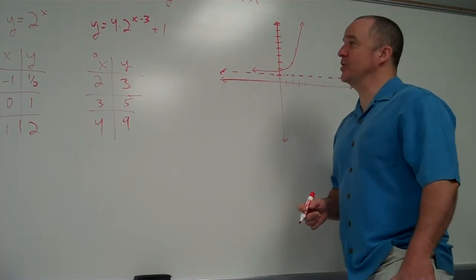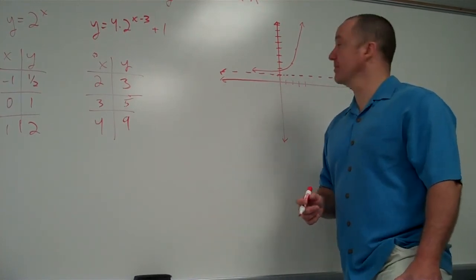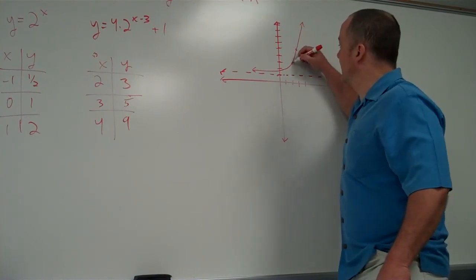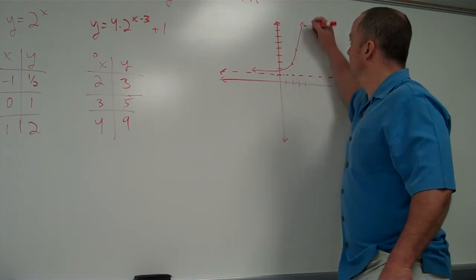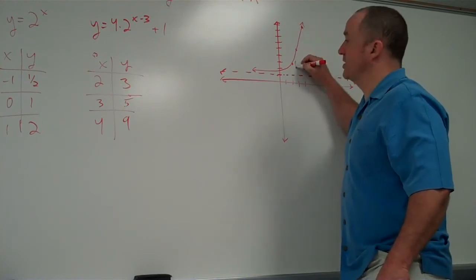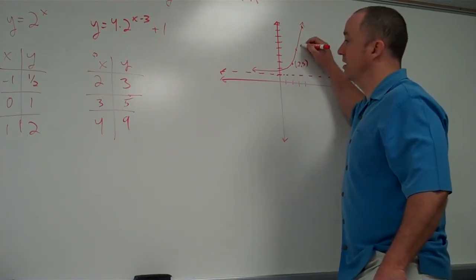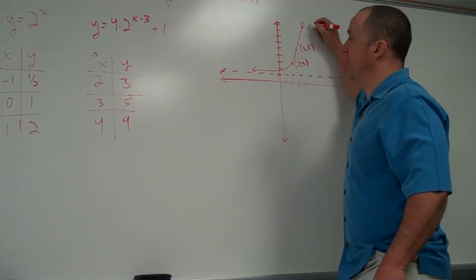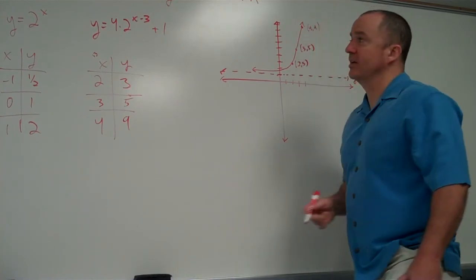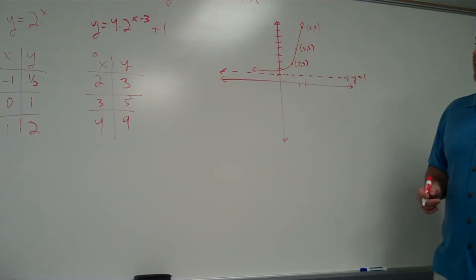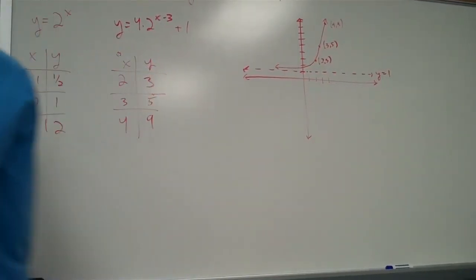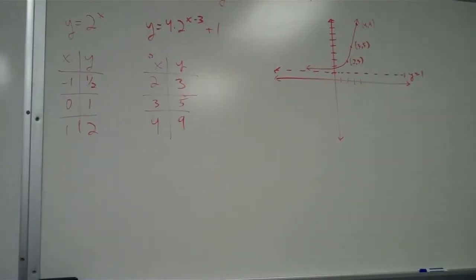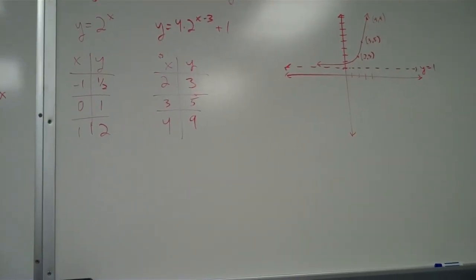Okay, so that's how you would graph these. And these are the 3 points I'm interested in: the points 2, 3, 3, 5, and 4, 9. That's what I wanted to see on 41 and 35, and now we're going to start some word problems with this. On the test, you have to graph, like, write the points.